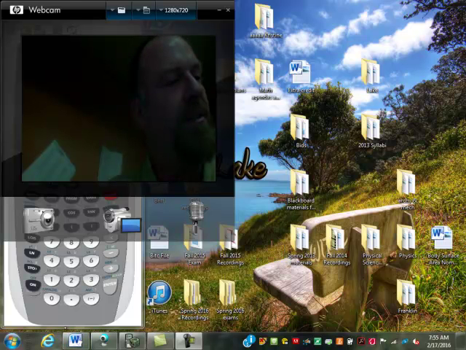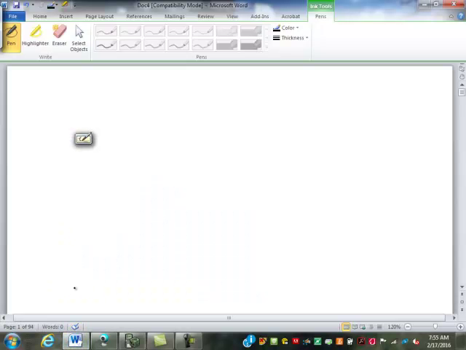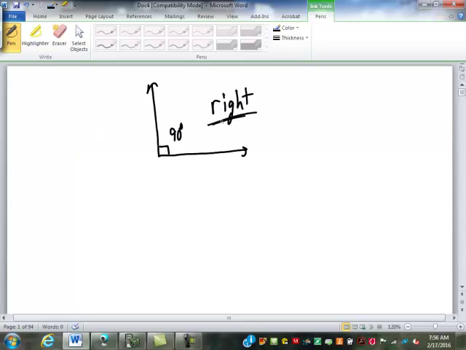Okay, so we've been talking about these angles. Let's just kind of throw some things together here just to make sure we have them. When we go to classify angles, of course, an angle that makes a square corner or 90 degrees is called a right angle. The word right actually comes from the connotation of correct.